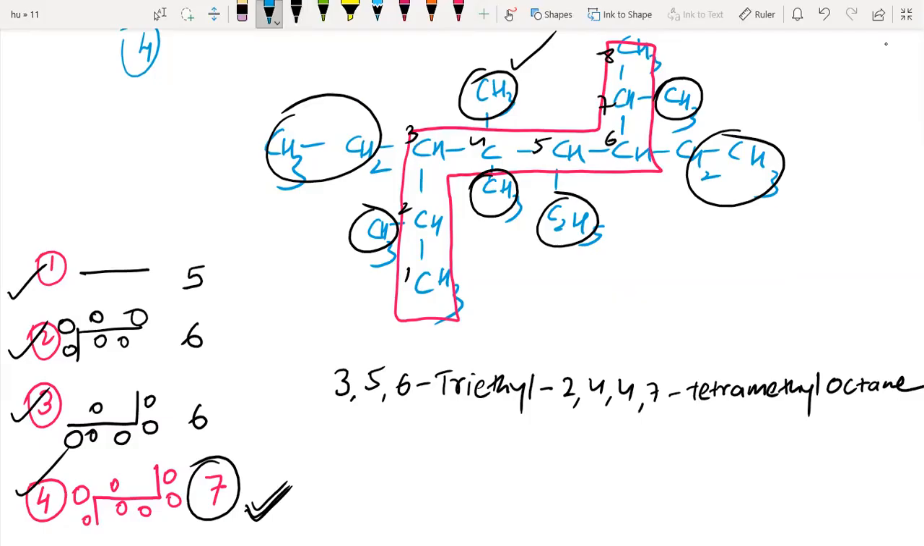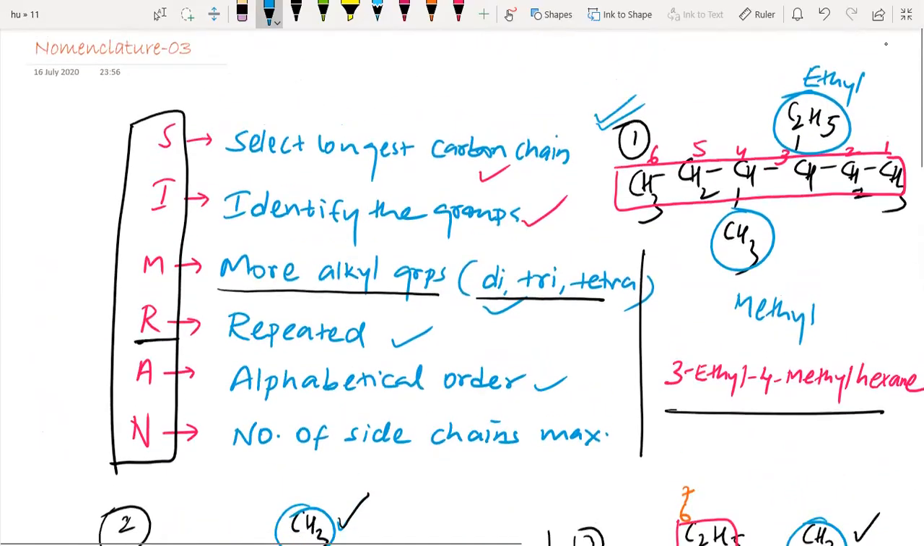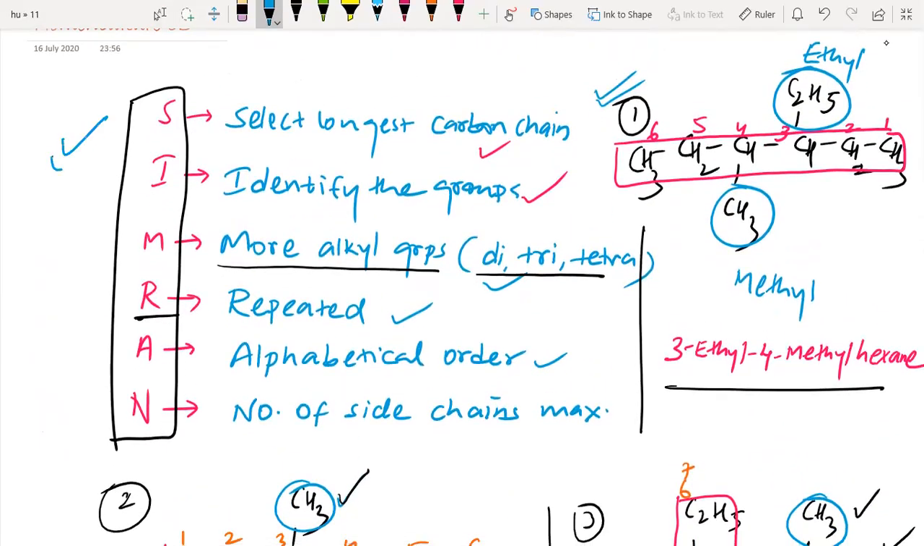So now in this example, all rules are there. Say the number is repeated here. More alkyl groups are there, so di, tri, tetra, all those rules are included in this. So finally, this which we started here with this formula, all that nomenclature part is done. Next class, we'll have some more formulae. Okay, thank you very much.